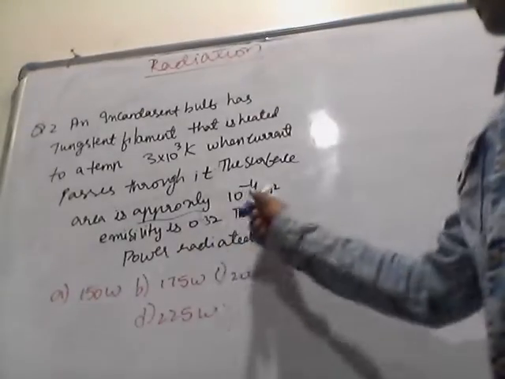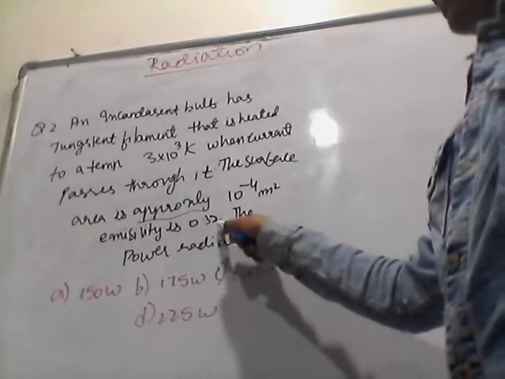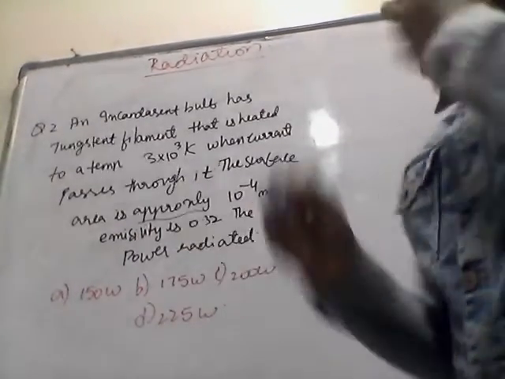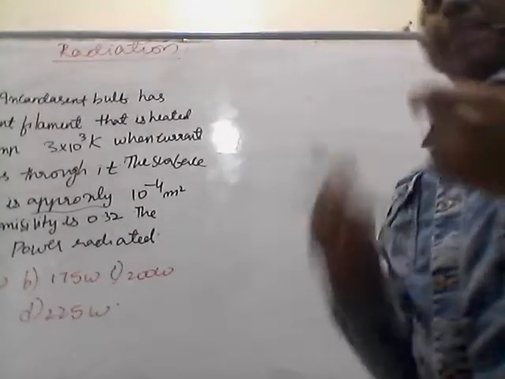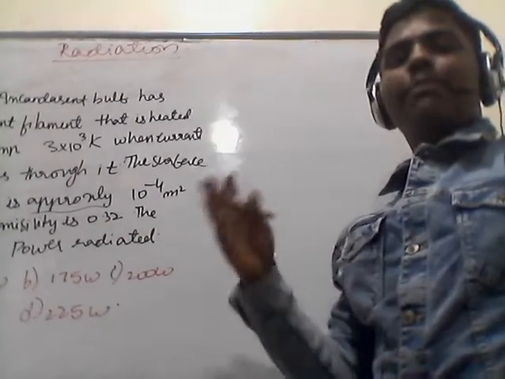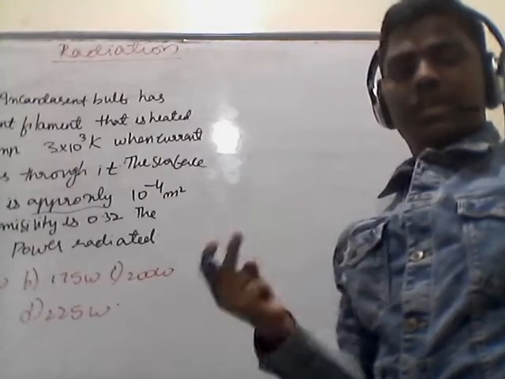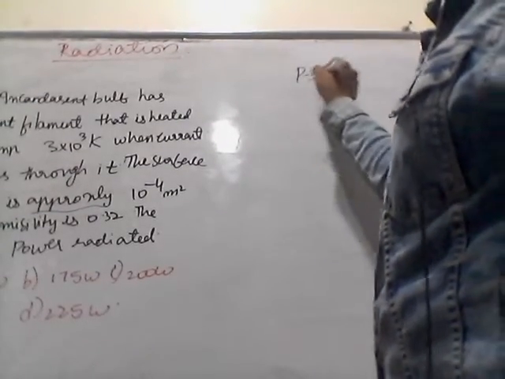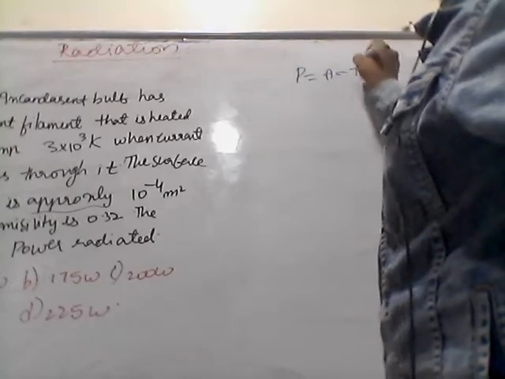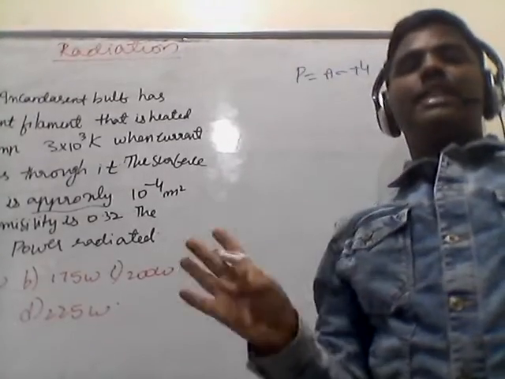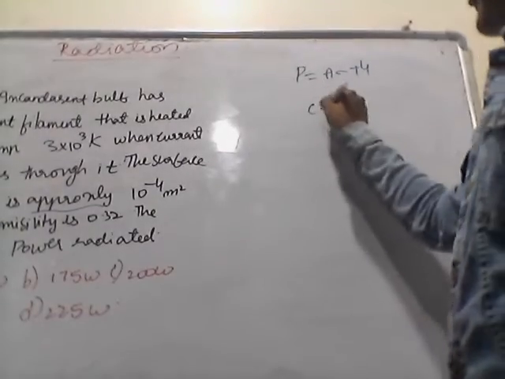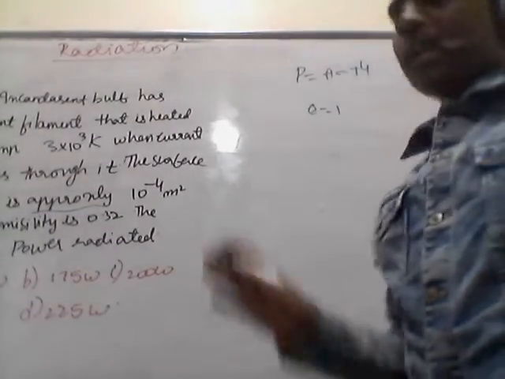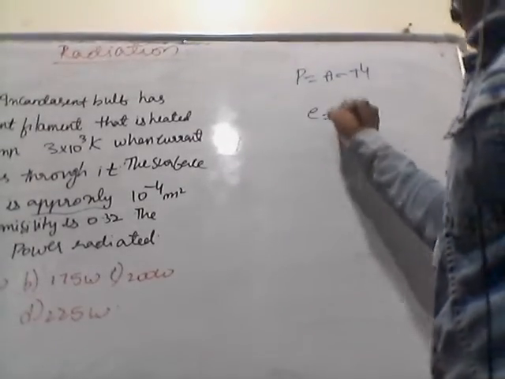Then the emissivity is 0.32, and the power radiated is asked. For this sum, I will introduce a new formula. Whenever we are taking a black body, it has its emissivity as 1. Whenever I have written the formula P is equal to area sigma T power 4, I didn't write anything about emissivity because we are discussing a black body. So in a black body, the emissivity is always 1.